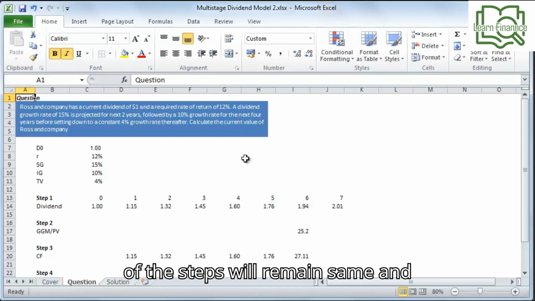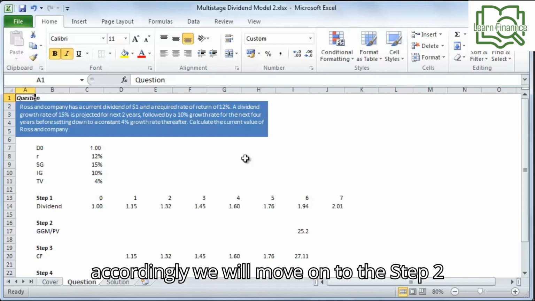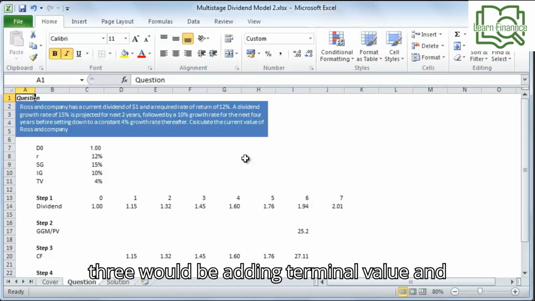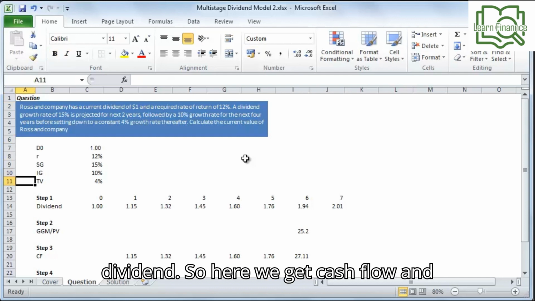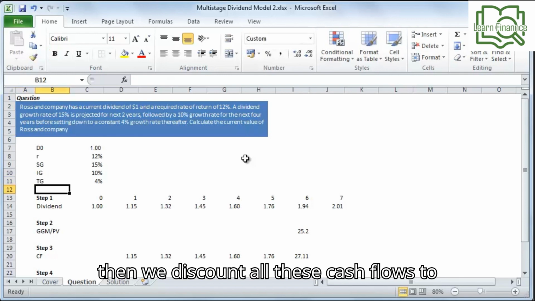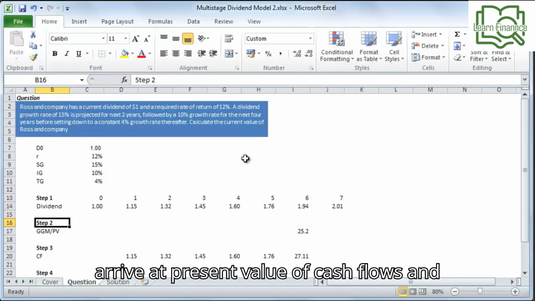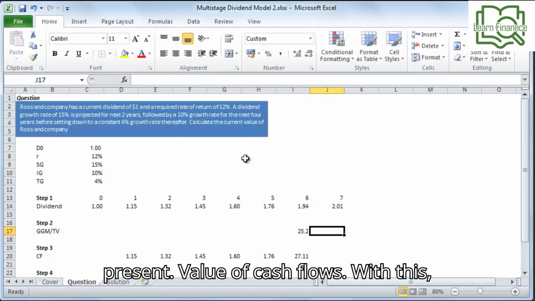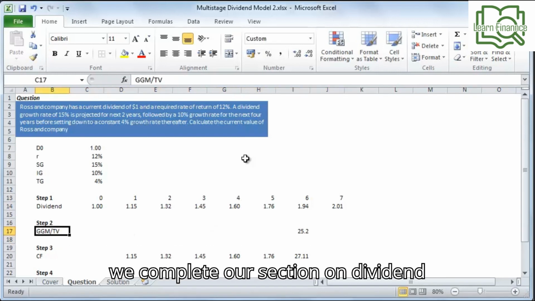Rest of the steps will remain the same, and accordingly we will move on to step 2, which is terminal value, and then step 3 would be adding terminal value and dividend. So here we get cash flow, and then we discount all these cash flows to arrive at the present value of cash flows, and the stock value is the sum of all these present values of cash flows. With this we complete our section on the dividend discount model.